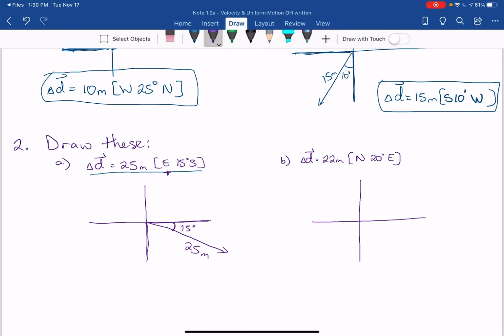Same idea here. If you couldn't do B already, pause it right now. See if you can come up with B before I do. This thing here, again, we've got north first, so it's going to be between north and east. The vector angle has got to touch north because it comes first. So right there is our 20 degrees. Here's our vector. Don't forget the arrows. Always draw the arrow to show which direction it's going. And the length of this line here is 22 meters. Okay, so there's a little review of our last lesson.